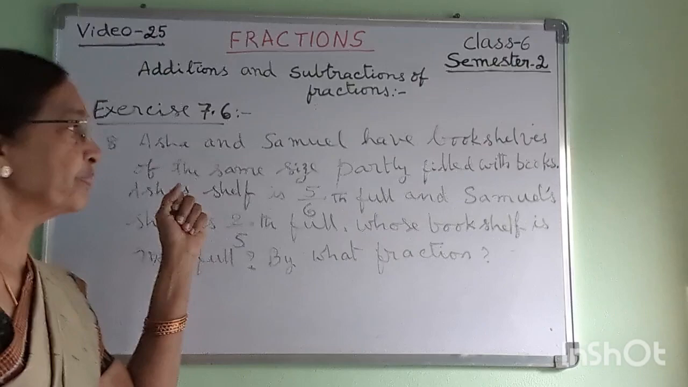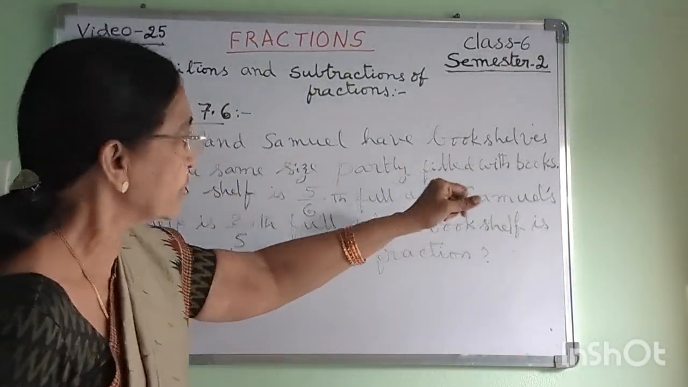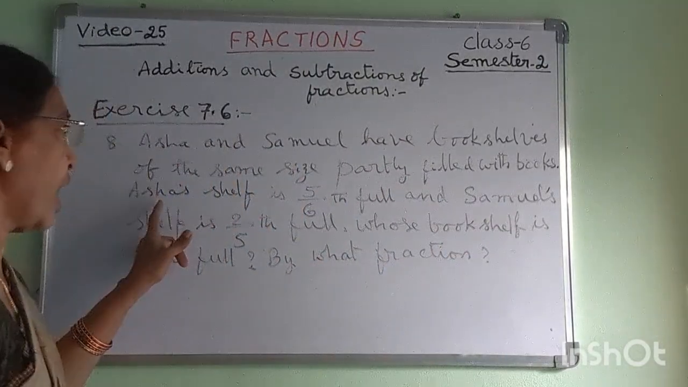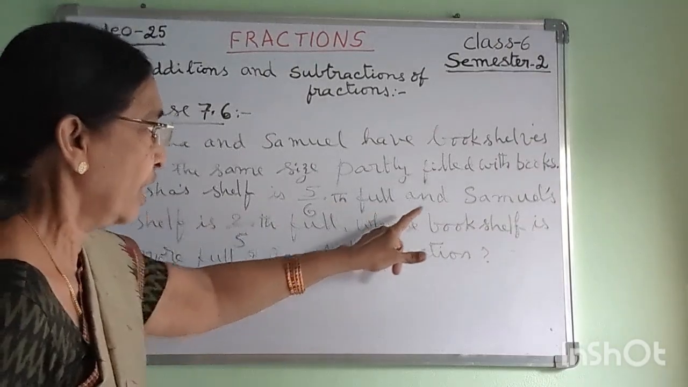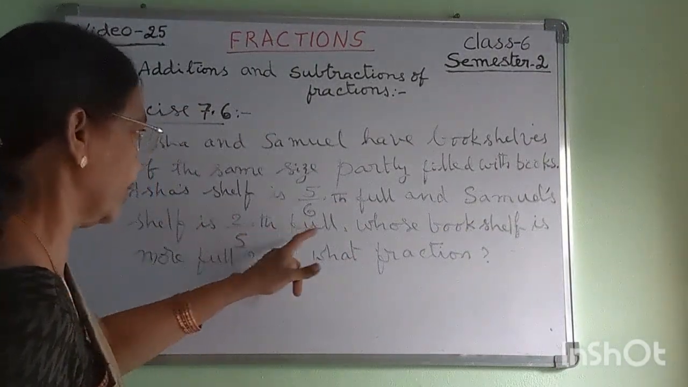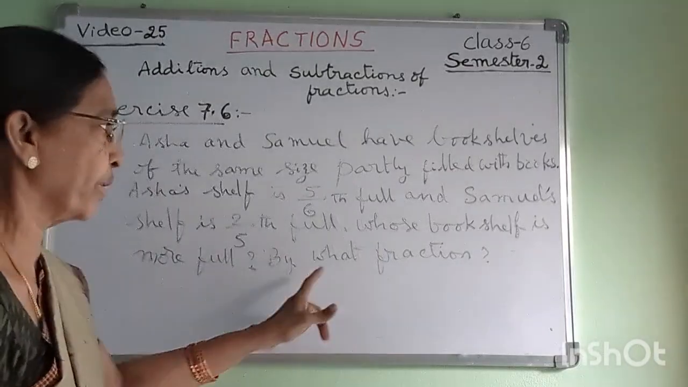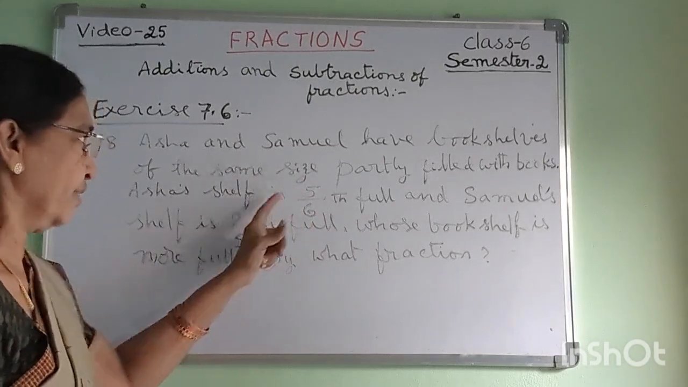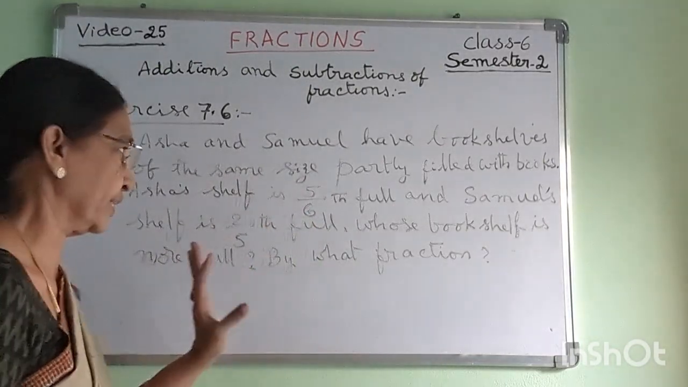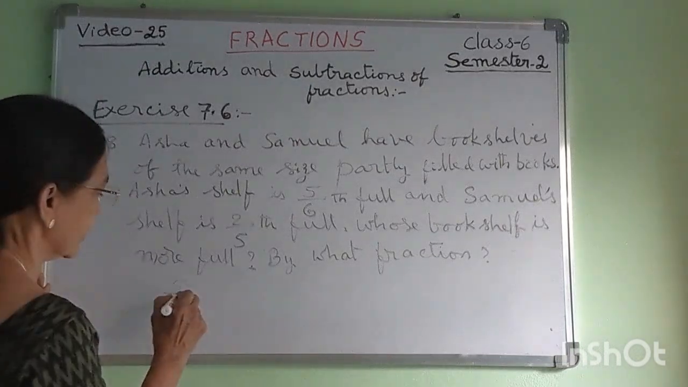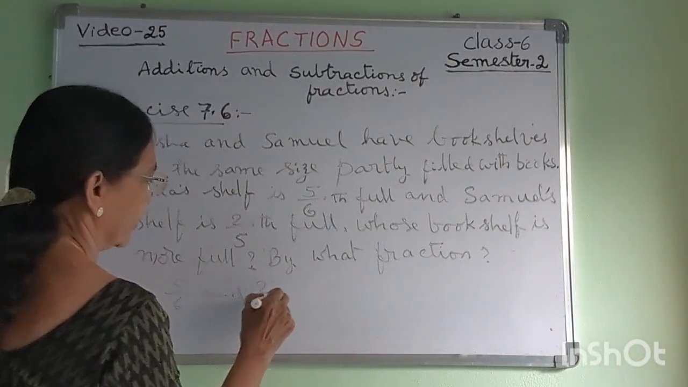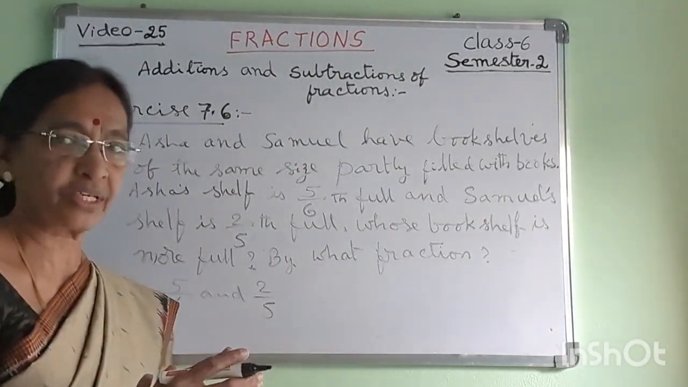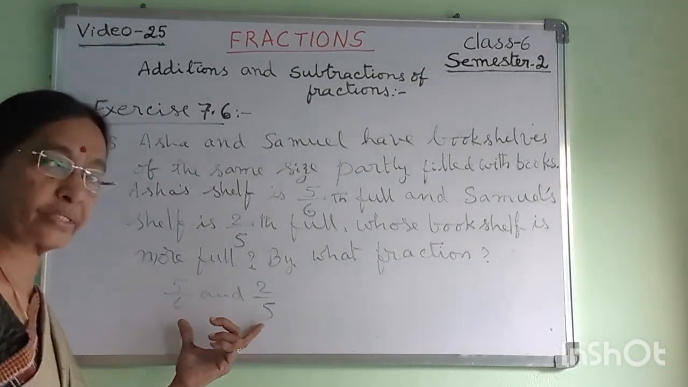Next, 8th problem. Asha and Samuel have bookshelves of the same size, partly filled with books. Asha's shelf is 5/6 full and Samuel's shelf is 2/5 full. Whose bookshelf is more full? By what fraction? So first we have to find out which is greater, 5/6 or 2/5. So we have to compare 5/6 and 2/5.